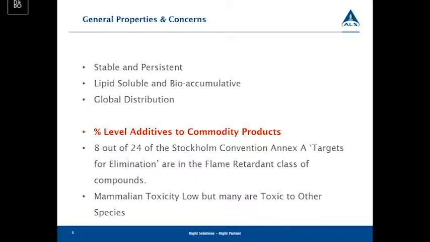8 out of 24 of the Stockholm Convention Annex A targets for elimination are in the flame retardant class of compounds. Most of the other ones are in the pesticides class. And again, these things share, certainly with the organochlorine pesticides class, issues associated with chlorinated or halogenated materials and long persistence and large amounts released to the environment. This doesn't necessarily mean great protection. I want to remind you that it takes a long time for compounds to get onto the Stockholm Convention list. Good news is, in general, the mammalian toxicity is low, but there are certainly other species, especially aquatic, which have concerns.